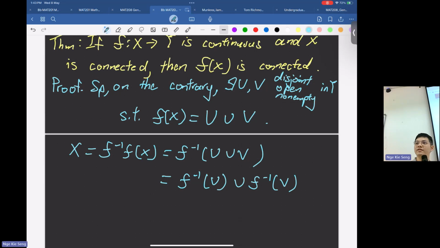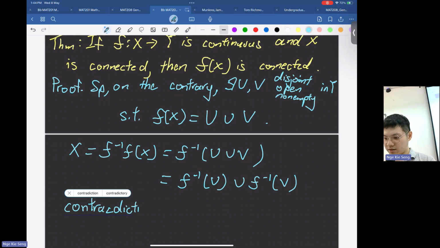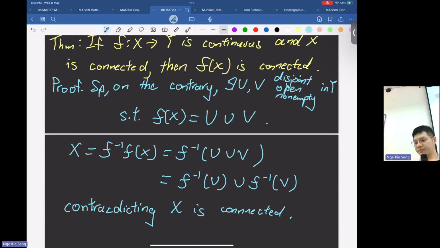But what does this mean? f is continuous, so f inverse of U is open. f inverse of V is also open. So you have written your connected topological space into a separation. So this contradicts that X is connected. So this is what? This is your intermediate value theorem.